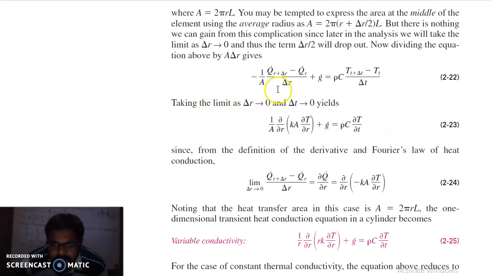Taking the limit del R tends to 0 and del T tends to 0, we will get again this, which will become del Q by del R, where Q you can take from Fourier's law, which is minus K del T by del R for one dimension. Replace this value in this and you will get this equation.